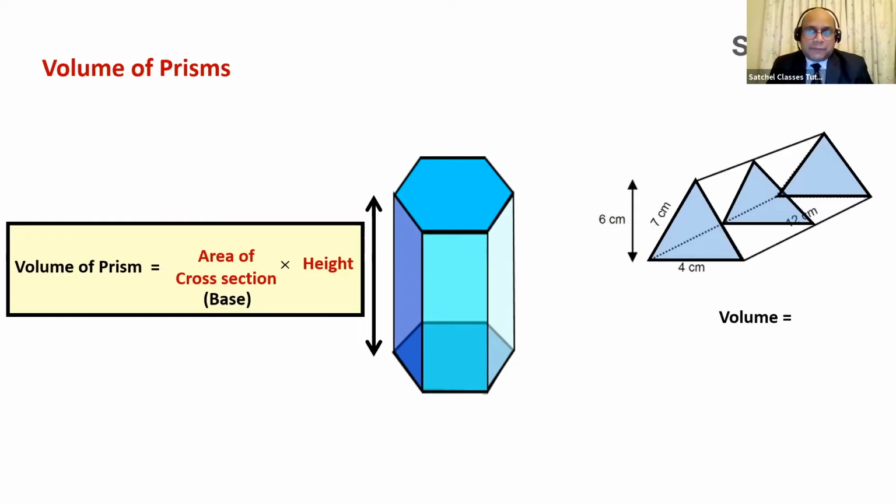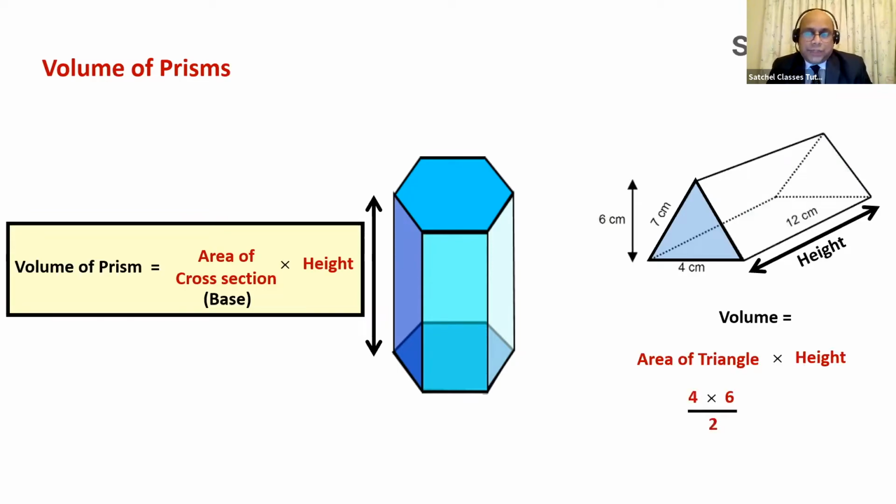So the base of the prism is the triangle, having the base as 4 centimeters, and the height of the triangle is 6 centimeters. How do you find area of a triangle? Area of the triangle is base times height divided by 2. So in this case, it would be 4 times 6 divided by 2. That's the area of the triangle, which is the base of the prism.